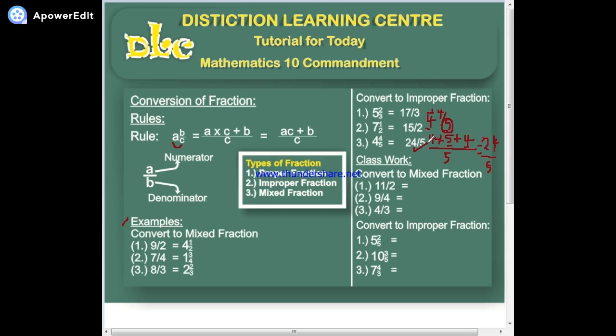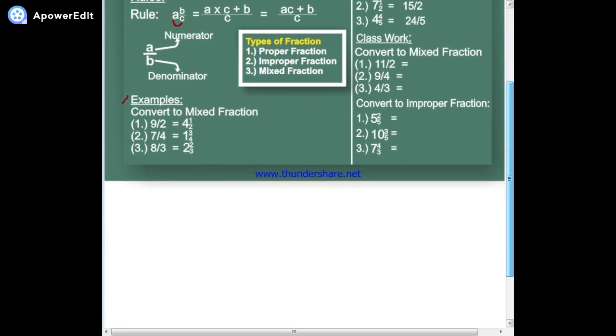So I have strong assurance that whenever you see any question pertaining to conversion of fraction, you'll be able to give adequate justice to that question with this explanation that we've been given under this tutorial section. Now let's move to the classwork. Please take your pen and your book. Try to work it out before you watch the remaining video. After working it out, compare your answer with the solution given to the classwork section.